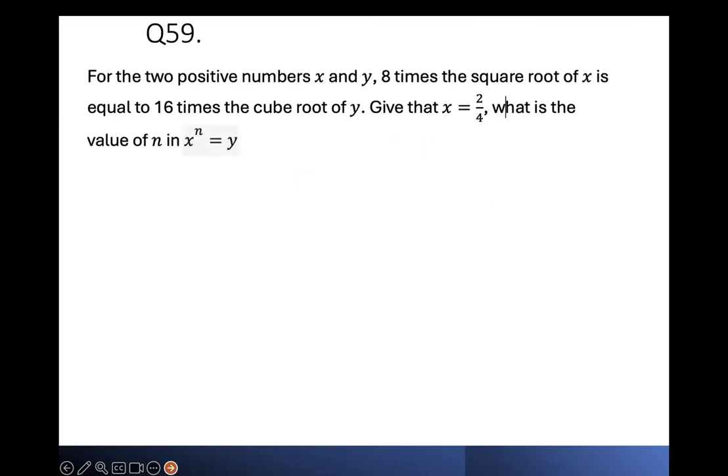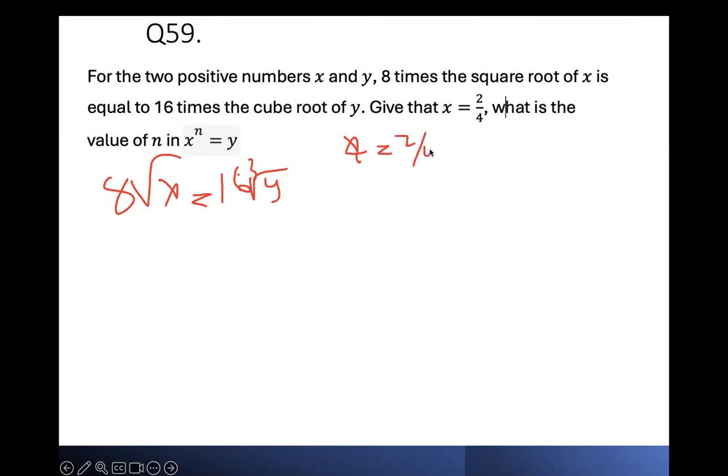For the two positive numbers x, y, 8 times the square root of x is equal to 16 times the cube root of y, given that x is equal to 2 over 4. What is the value of this? It looks complex, but like I said, write the words down, follow certain principles of mathematics, replace bigger information with the simple one that you can handle, and you will do that. Look at the way I'm going to approach it. I have x, right? 8 multiplied by that number is equal to 16 times cube root of y.